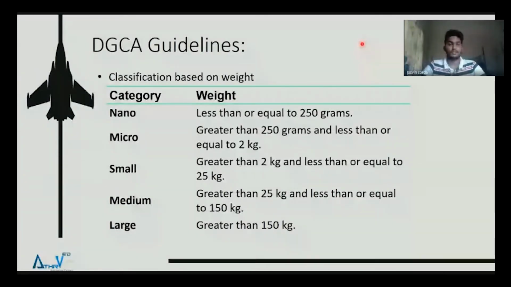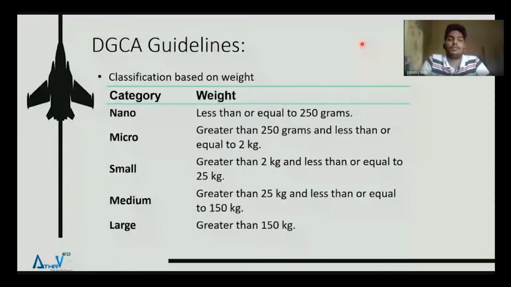So mainly the classification is based on weight. As you can see, nano is less than 250 grams, micro is 250 grams to 2 kg, small is 2 kg to 25 kg, medium is 25 to 150 kg, large is more than 150 kg. So the rules are applicable on each type or category of UAVs. It varies. In case of nano, there are not many restrictions, because essentially you consider it a toy. There is not much danger when it comes to flying nano. Some of the restrictions are that nano should always be flown below 50 feet, and micro should always be flown below 200 feet.